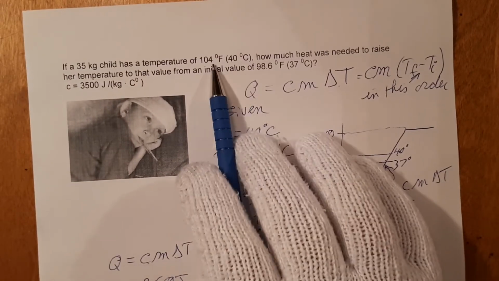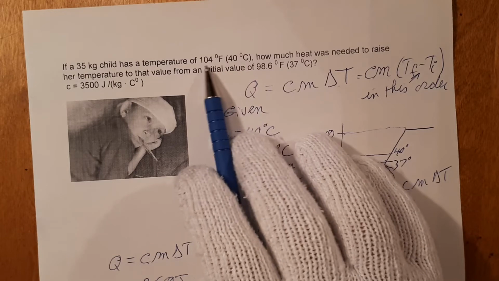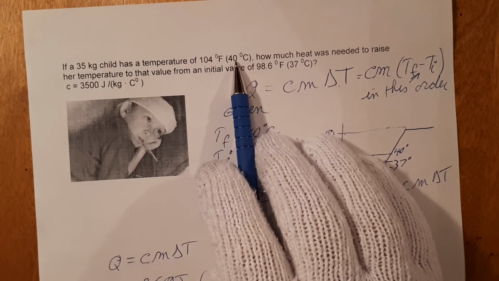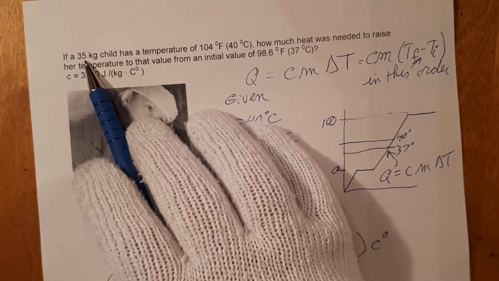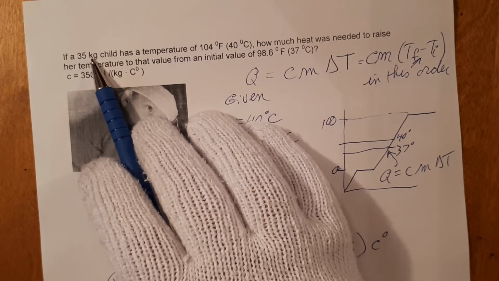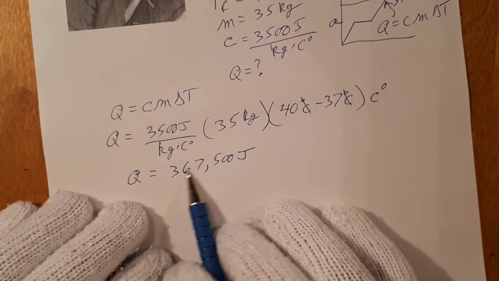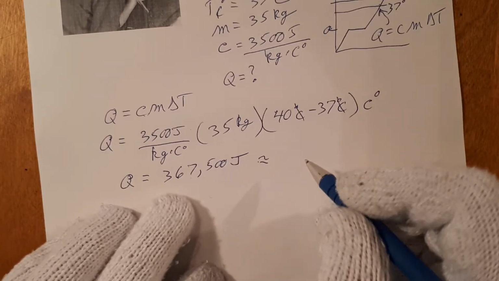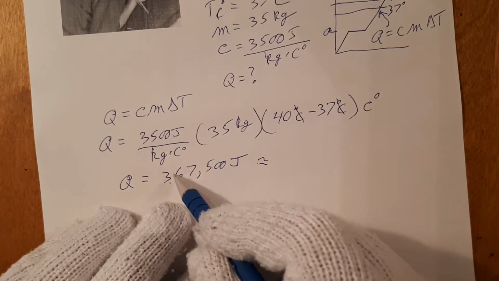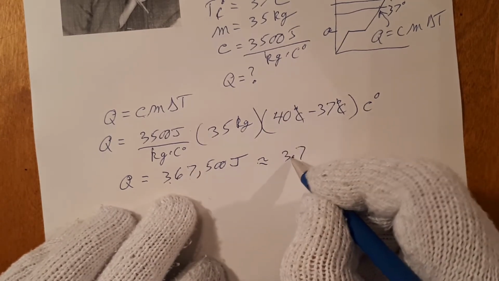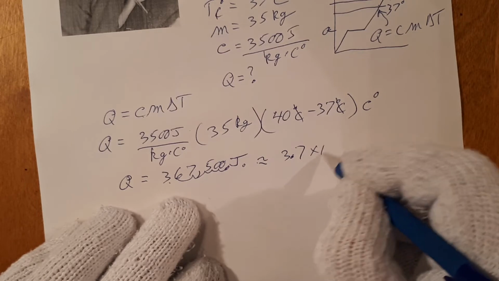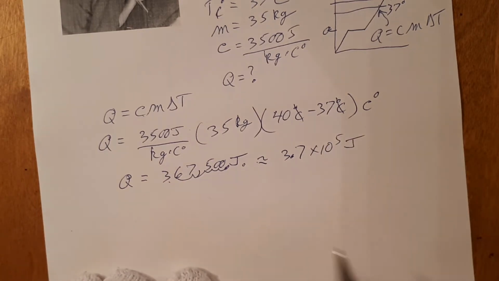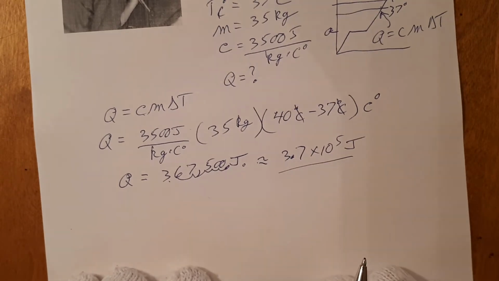Rounding this to significant figures, if we look here at the original word problem, I ignore temperatures for significant figures. You can see here, this one is 3 sig figs, and here we have 2. So I ignore temperatures, and we'll go with something that's a little bit more solid for sig figs, and the weight of the child is given to us as 35 kilos. So we'll use 2 sig figs. That's approximately 3.7, and the decimal place is here, times 10 to the power of 5 joules. So there's our answer in joules.